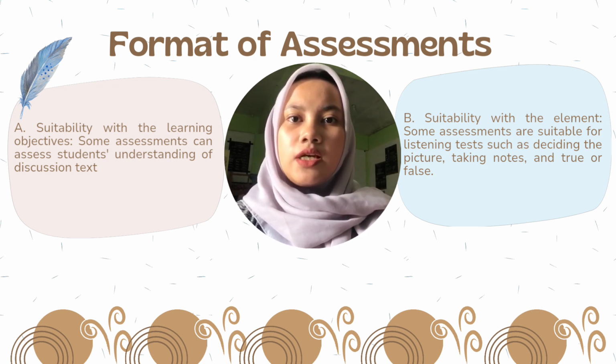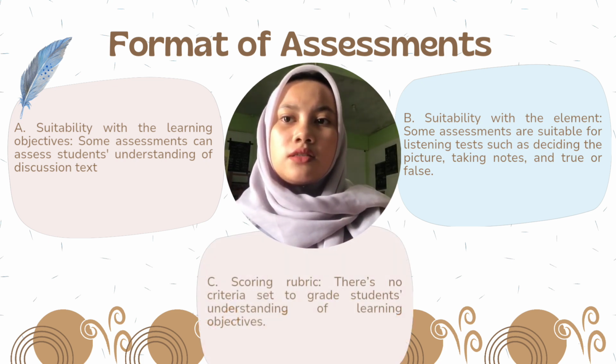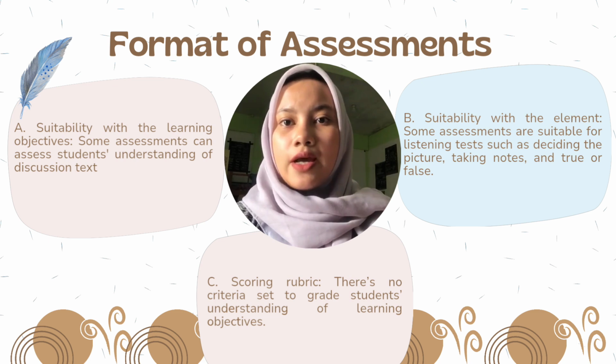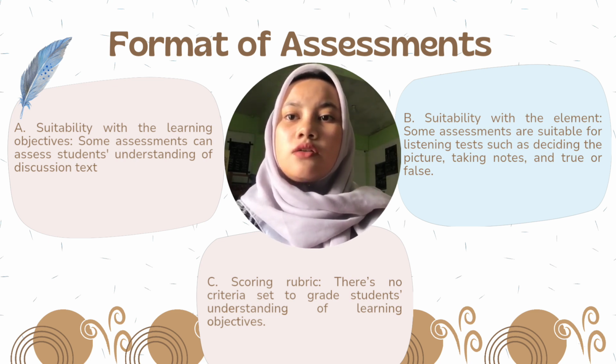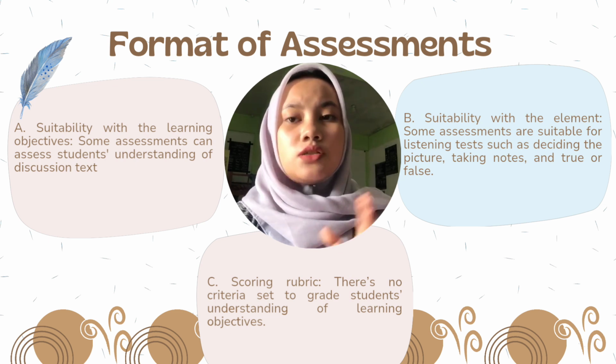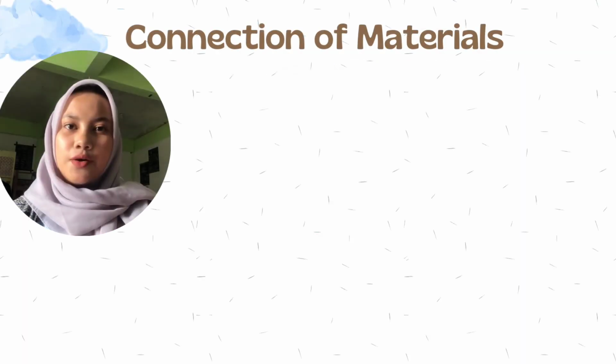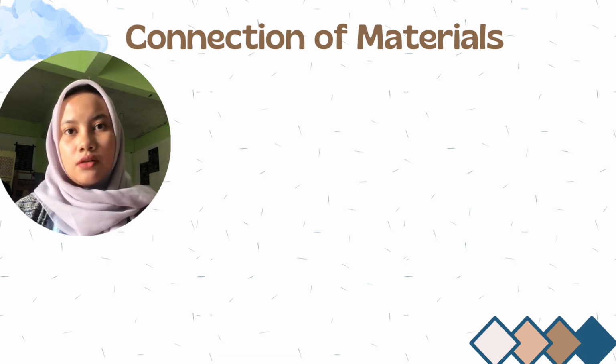And then the last one is about scoring rubric. In the learning process, the teacher not only assesses students' performance but also their attitude. For the attitudes, there are already some criteria of scoring. However, for the performance, there is no criteria set to grade students' understanding. Now we move to the connection of material.